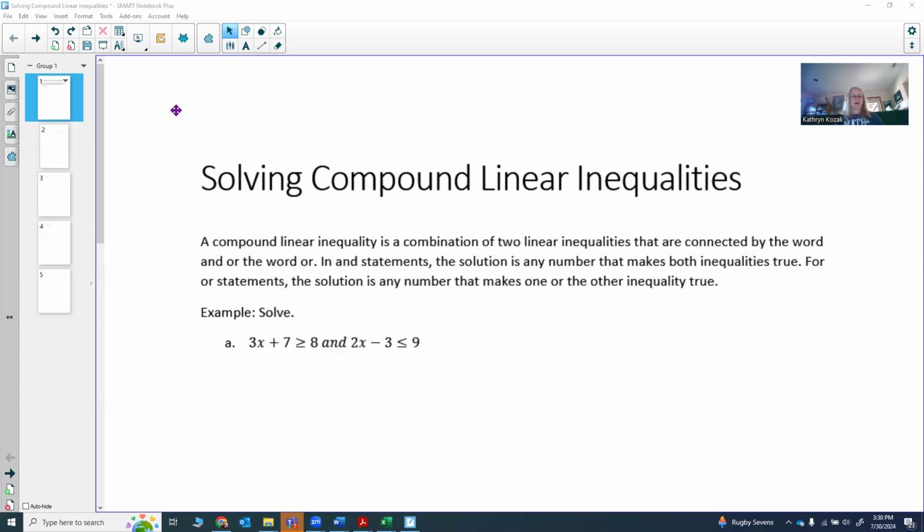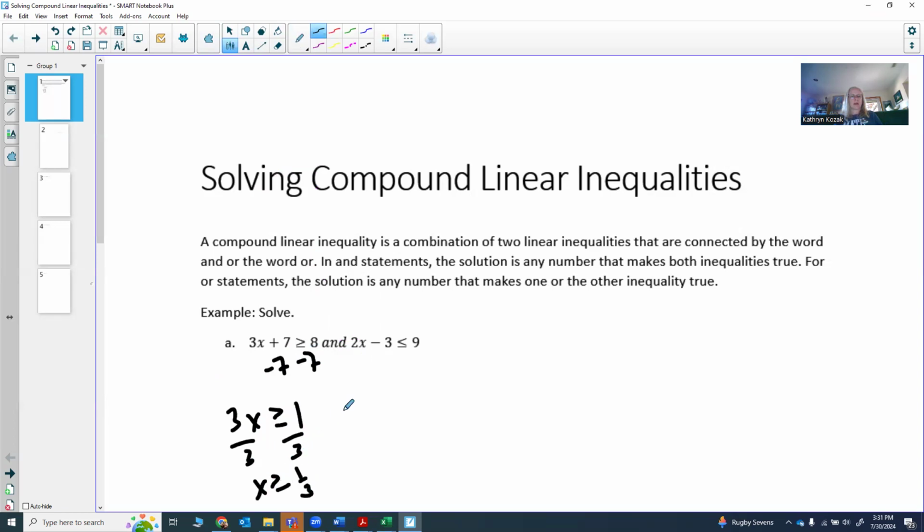As an example, let's solve 3x plus 7 is greater than or equal to 8, and 2x minus 3 is less than or equal to 9. So the solution is to solve each one individually. So subtract 7 from both sides. On the first inequality, you get 3x is greater than or equal to 1. Then divide both sides by 3, gives x is greater than or equal to 1/3.